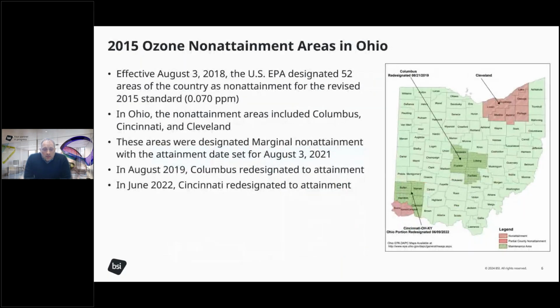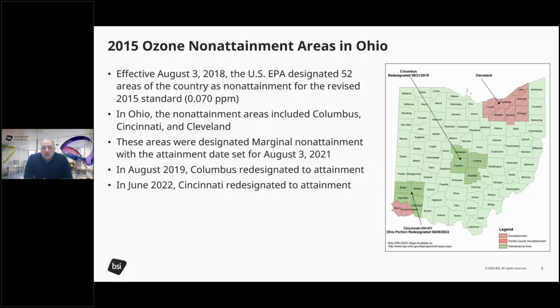So how do we get to serious non-attainment? For the initial non-attainment designations and for the 2015 standard, US EPA designated 52 areas across the country as non-attainment, and that included Columbus, Cincinnati, and Cleveland areas. These were all originally designated as marginal non-attainment. The marginal attainment date was August 3rd, 2021.